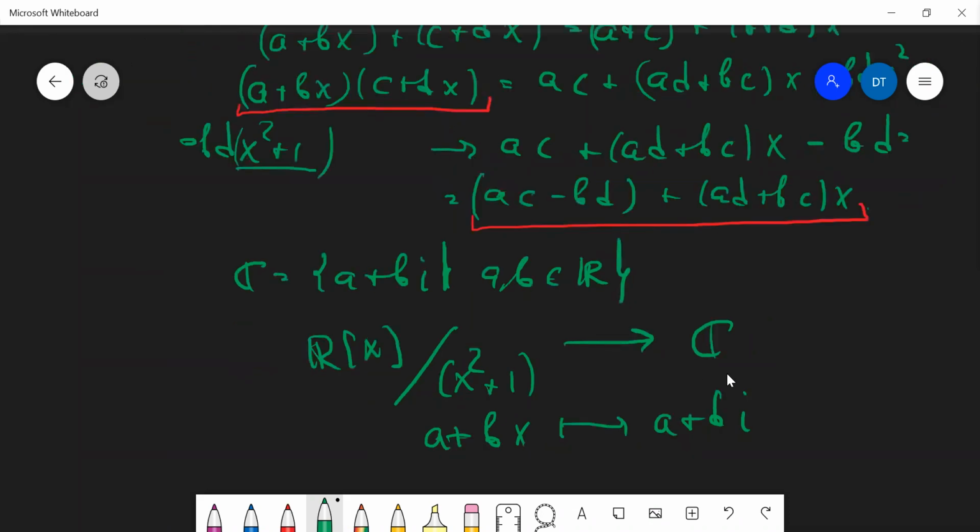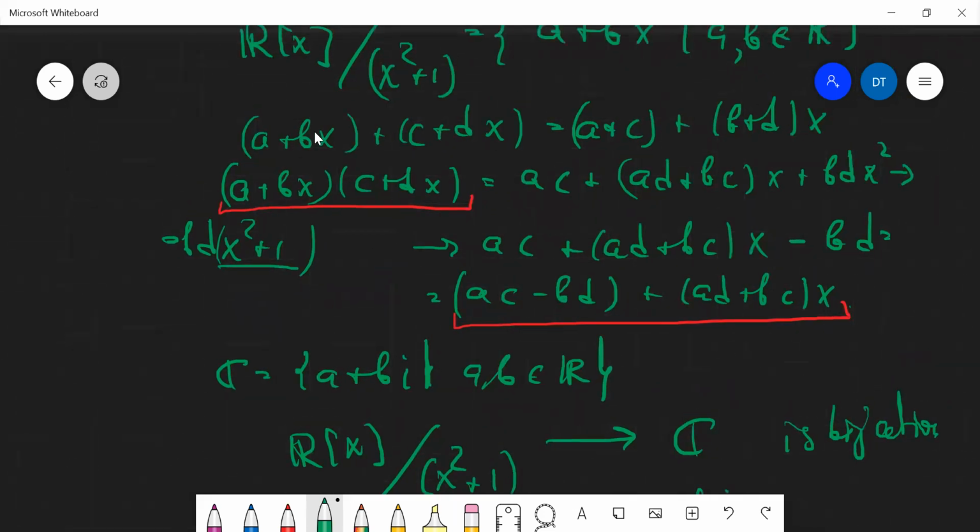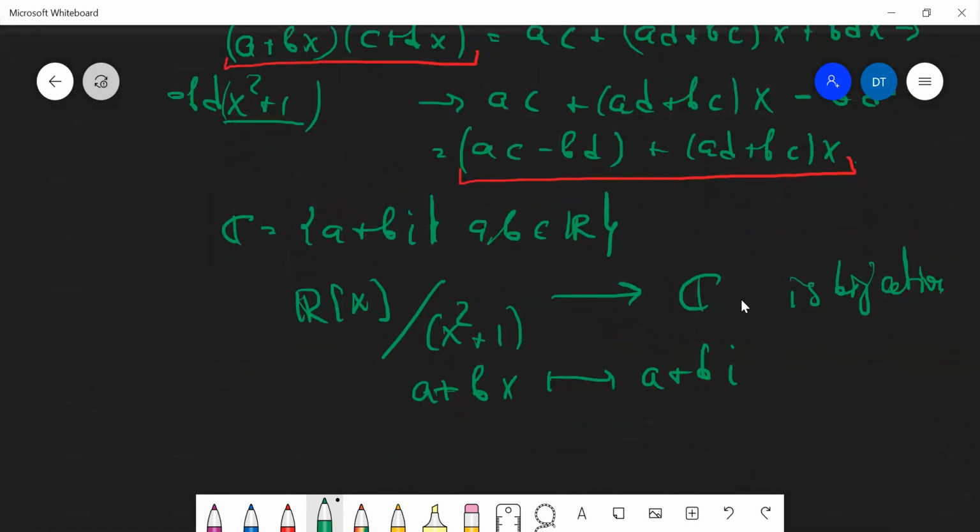Well, first of all, it's clear that it's a bijection, because the set here consists of pictures like this, and the set here consists of pictures like this. So it's a bijection. We just replace the symbol x by the symbol i, and nothing changed. But then these formulas show that if I add the elements of this ring here and then replace x by i, this will be the same as if I replace x by i and then add the numbers as complex numbers. So these formulas show that the addition here is exactly the same as the addition here. And the second formula shows that the multiplication here is the same as multiplication here. So this map preserves both operations. So this is an isomorphism.